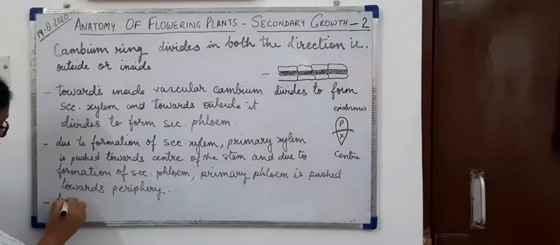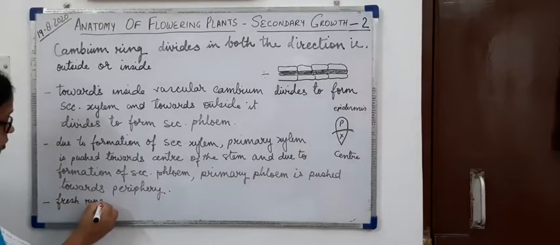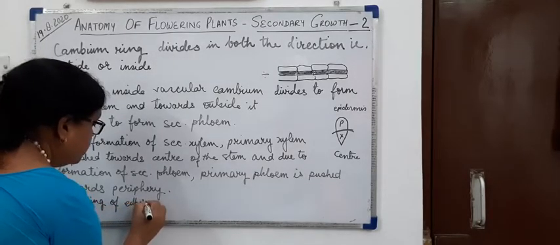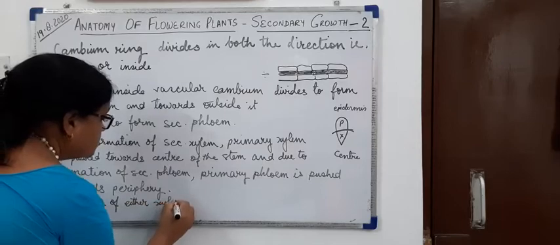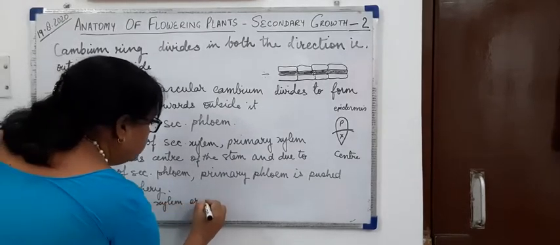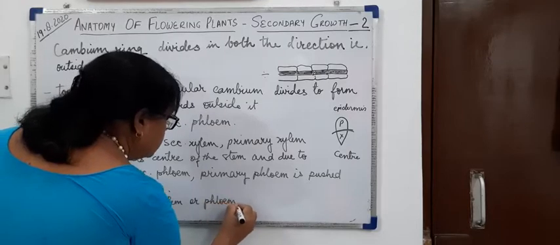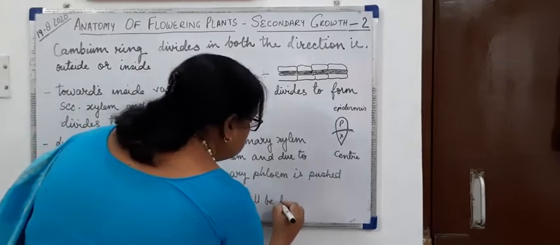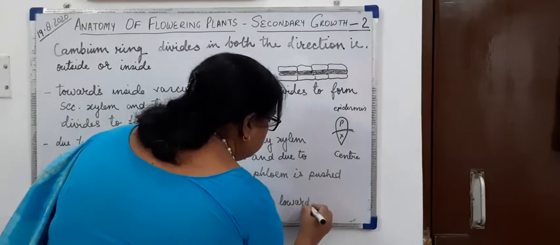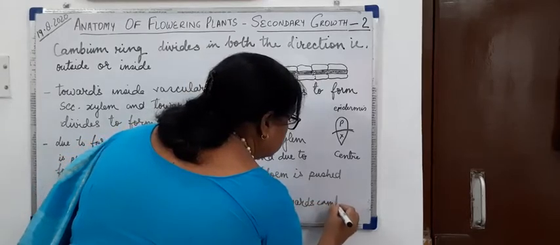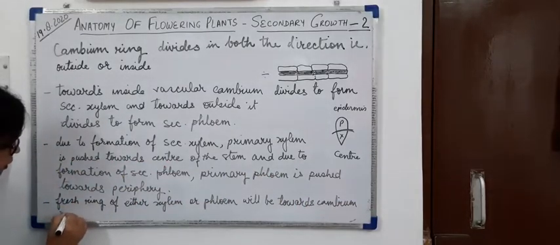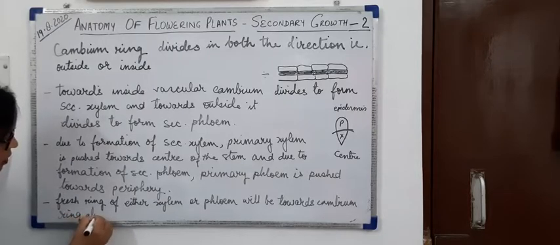Now a fresh ring of either xylem or phloem will be towards the cambium ring, always.